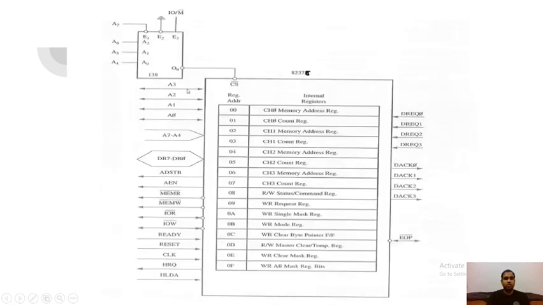From the left of this diagram you can see there are these signals. These signals on the left are used to interface with the microprocessor, and those on the right are used to communicate with the peripheral devices.